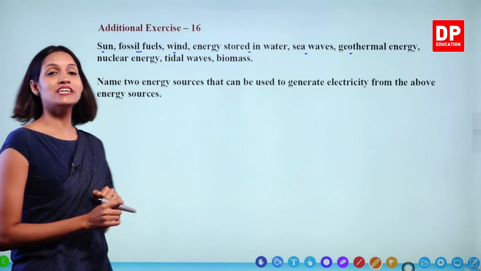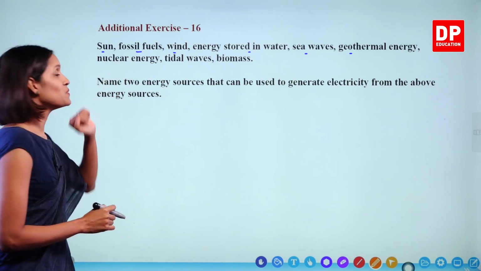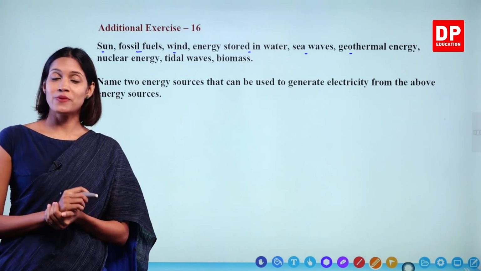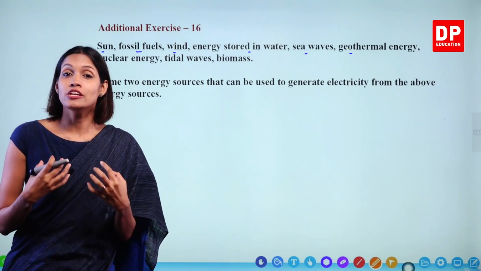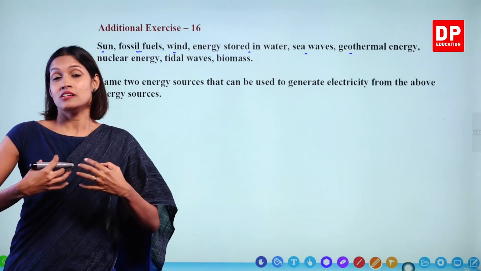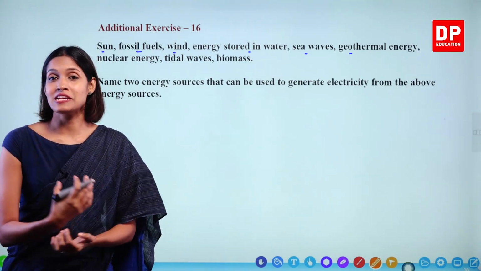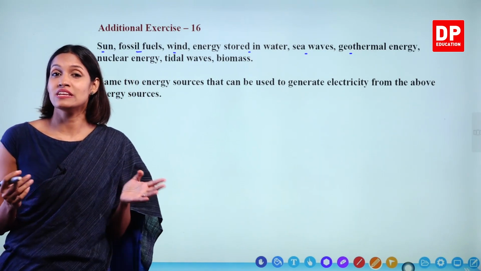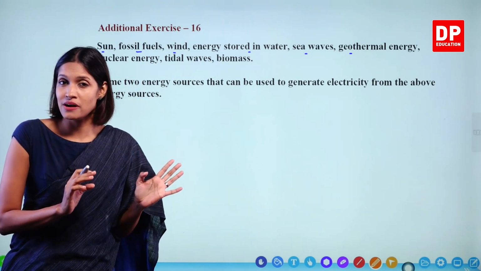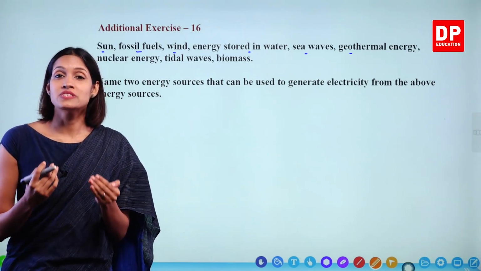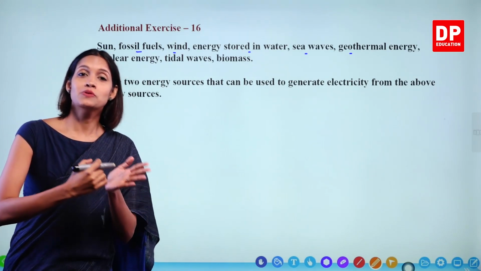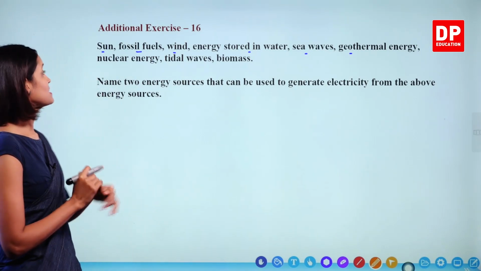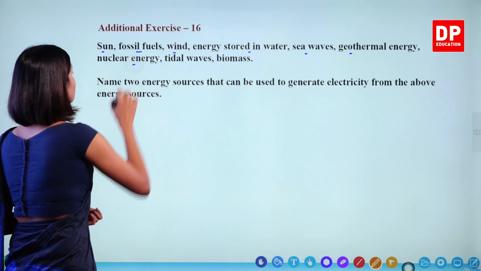What about nuclear energy? Nuclear energy also can be used to generate electricity, in nuclear power plants. I told you, during nuclear reactions, a large amount of heat or thermal energy is generated. So again, we can use this thermal energy released in these nuclear power plants to produce steam, and steam can be used to make turbines work, and we can generate electricity. So this is also correct.